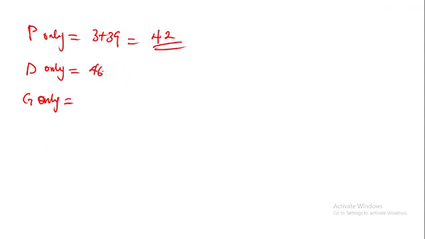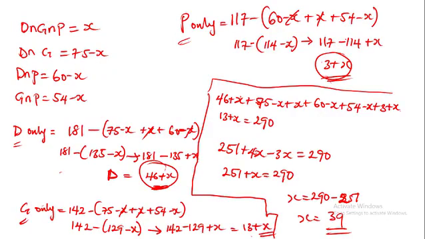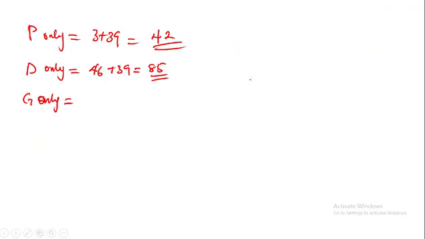So we have 46 plus 39, and 46 plus 39 will give us what? We have 85 as our answer. And then for G only, we then have 13 plus X. We have 13 plus X, 13 plus 39. That will give us 52.